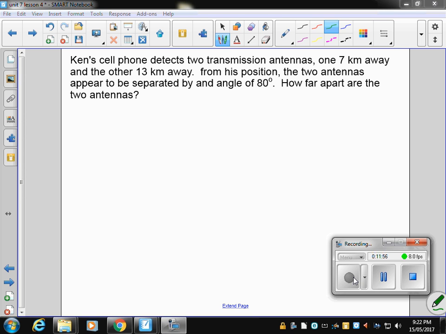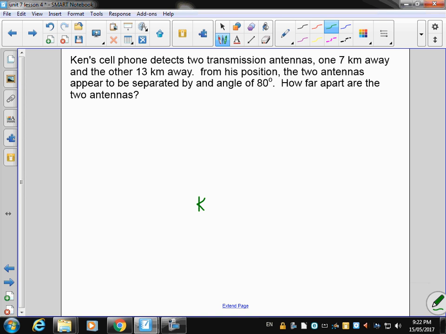Okay, so here's Ken and his cell phone. There, two transmissions, one is 7 and the other is 13. So let's have transmission tower 1 and number 2. Not to scale. He thinks it's 7 and he thinks it's 13 kilometers away. They appear to be separated by an angle of 80 degrees. And we want to know how far apart the two antennas are.